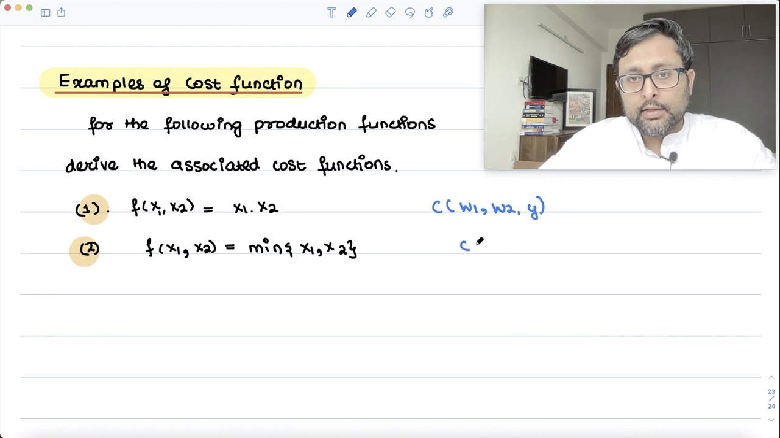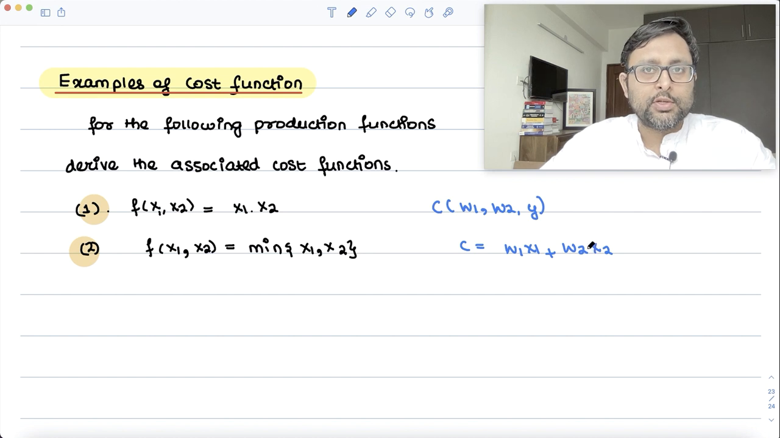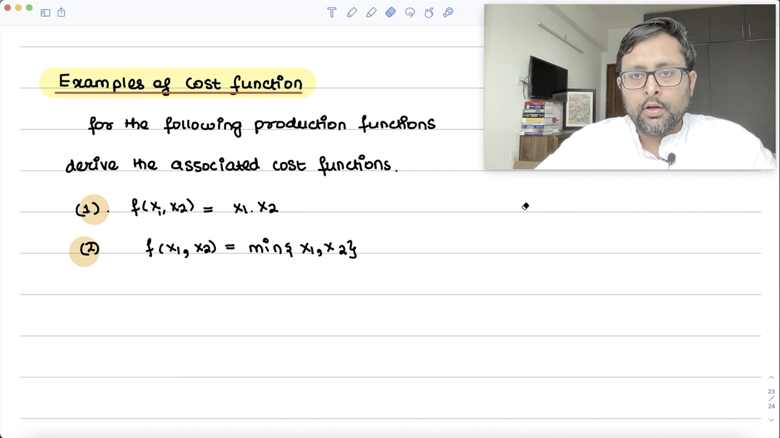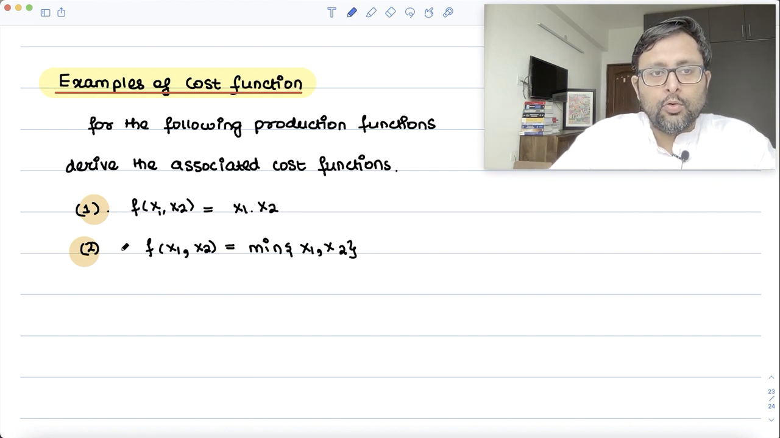Note that this is not the cost function. Make this absolutely clear in your head. This is the objective function of the cost minimization exercise. So the general form of the cost function is this, which is a function of input prices and output. Right? Okay. Now, for the first part, example 1.